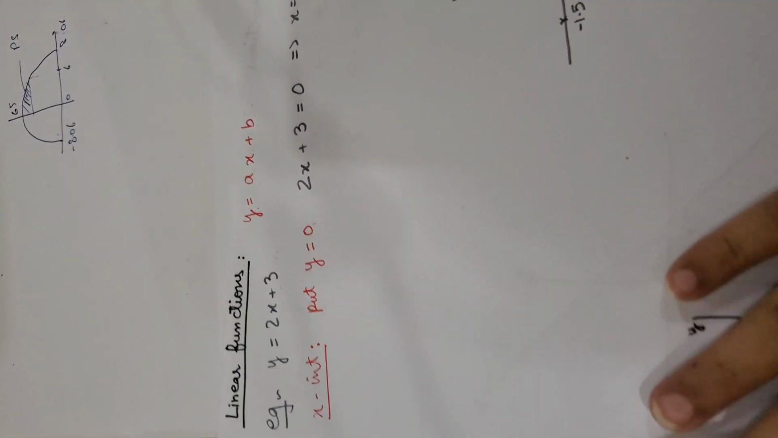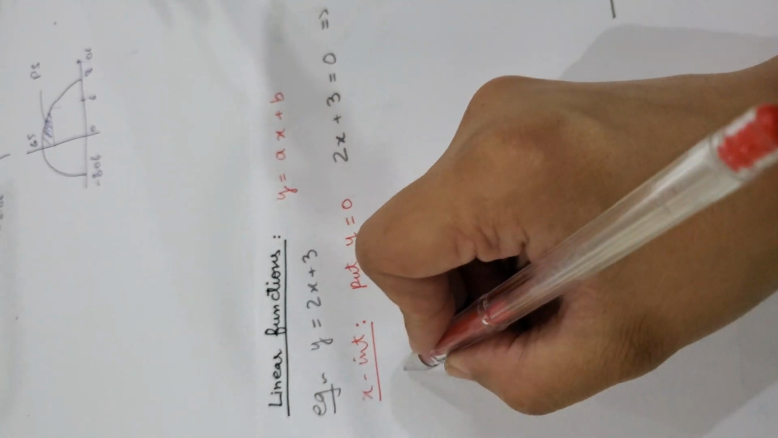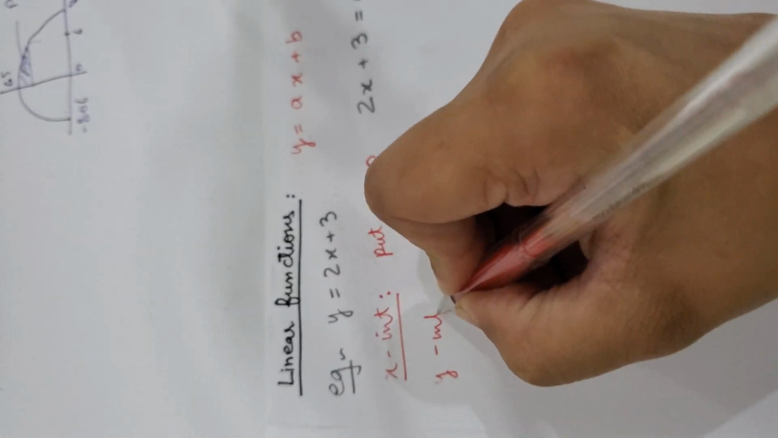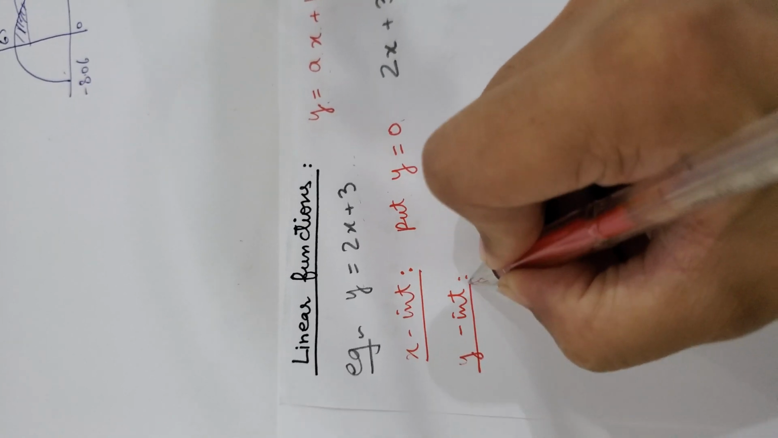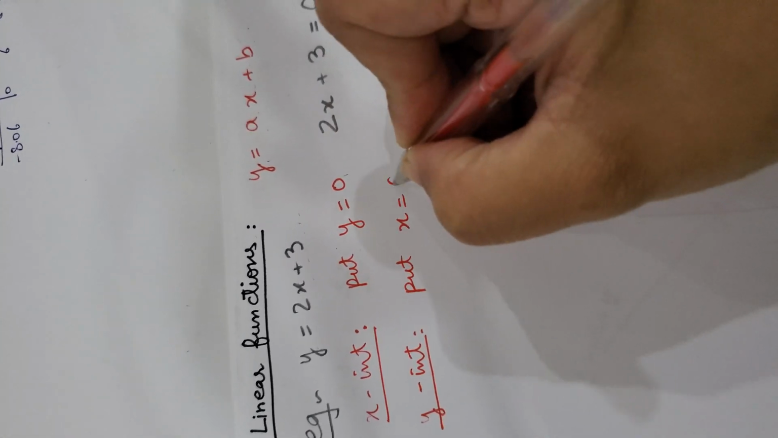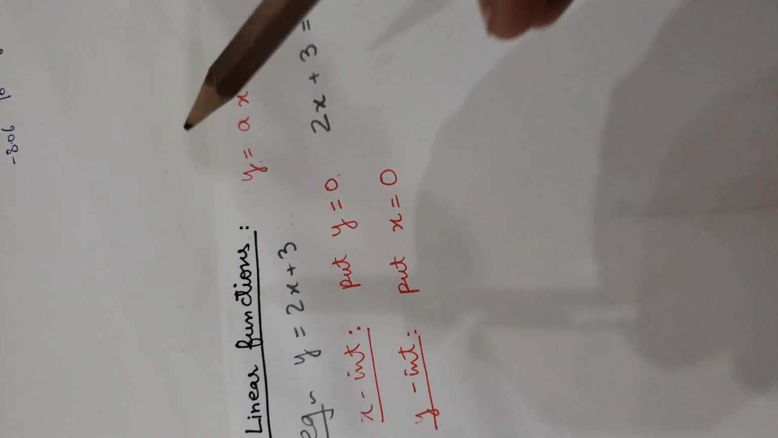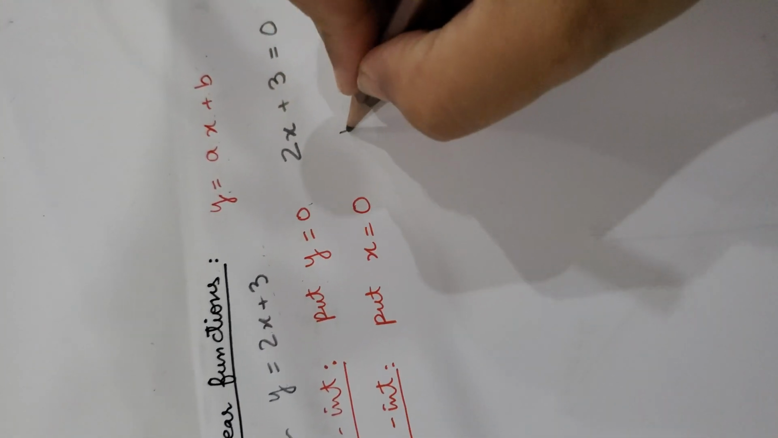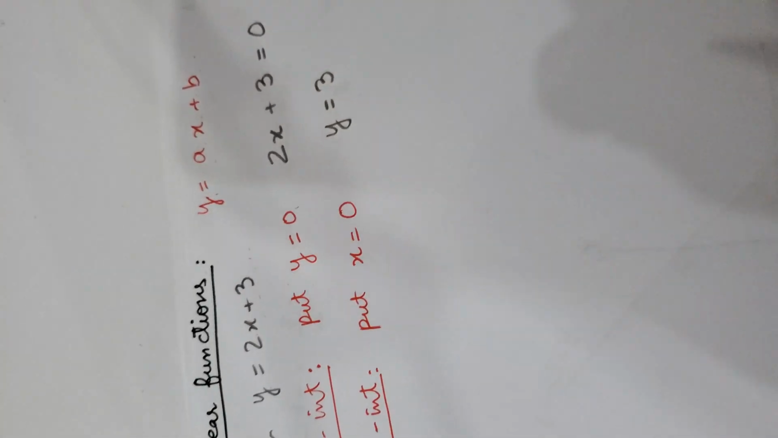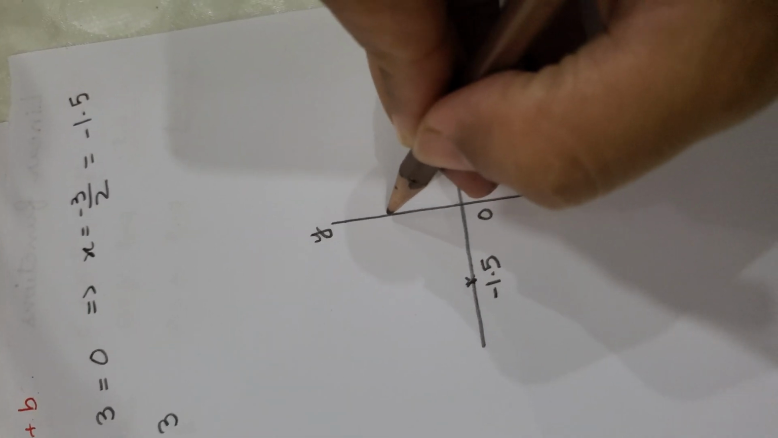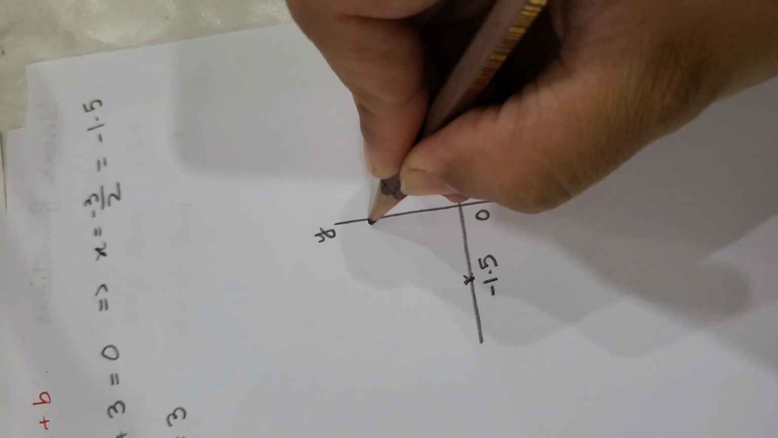The second point that you need in order to sketch a linear function is the y-intercept. How do you find the y-intercept? You put x equals 0. Now you see that in your function, when you substitute x equals 0, y comes out to be equal to 3. So you go back to your grid and mark y equals 3. It must be on the positive side of the y-axis. So 3 must be here somewhere.